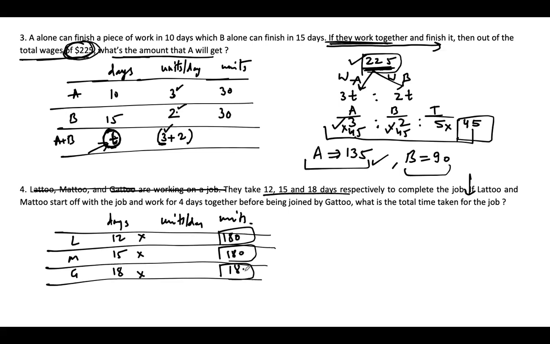Very good. 180. So 12 into something is 180. What will be that something? 15. 15 into something. 12. 18 into something. 10. Very good. Now go on.